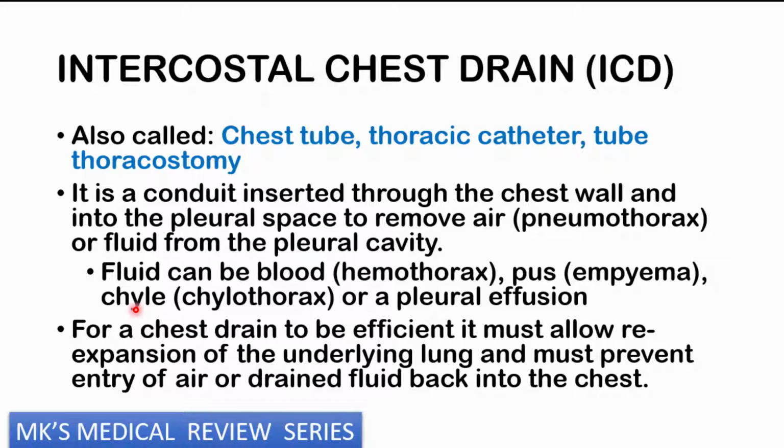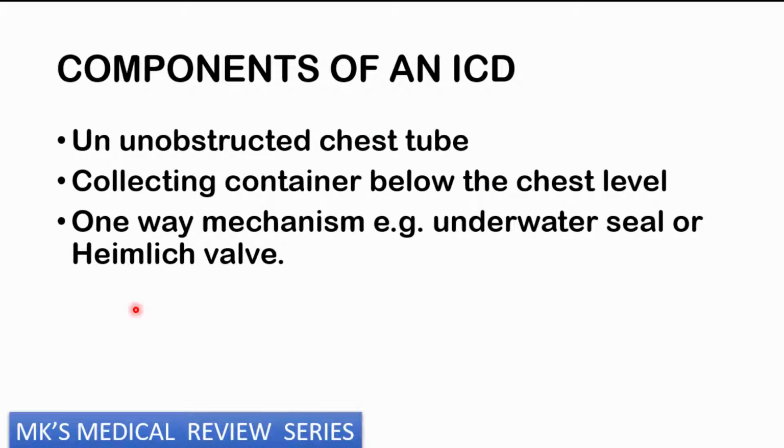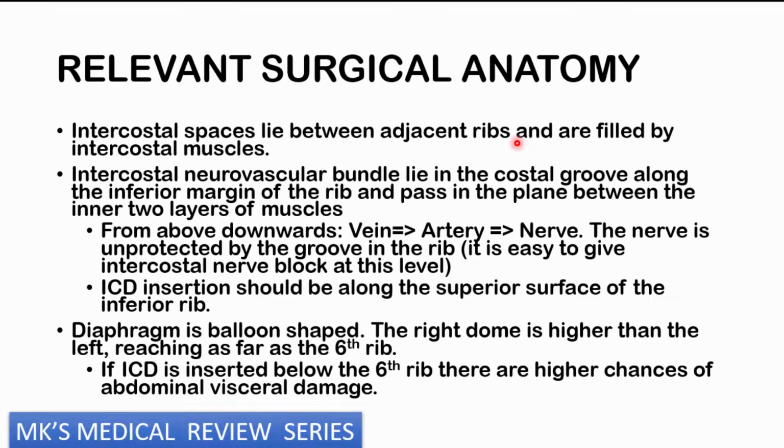So for the chest drain to actually be efficient, it must allow for re-expansion of the underlying lungs. It must also prevent any further entry of air back into the pleural space or drainage of the fluid back into the pleural space. Now, before you understand this, you need to note that the ICD has three main components for it to be working. It has to have an unobstructed chest tube, it should have a collecting container below the chest level, and there should be a one-way mechanism, so either an underwater seal or a Heimlich valve.